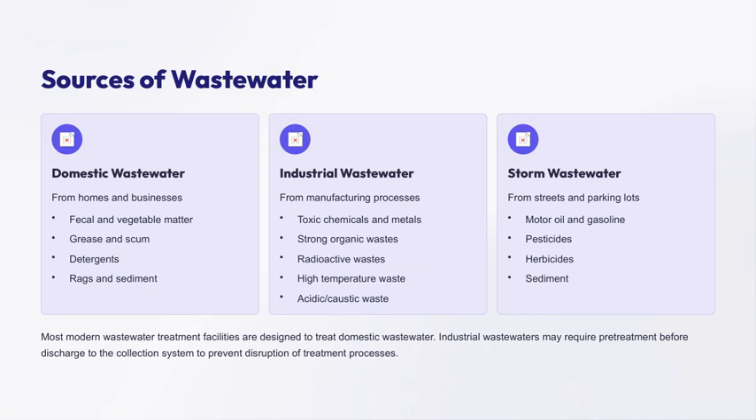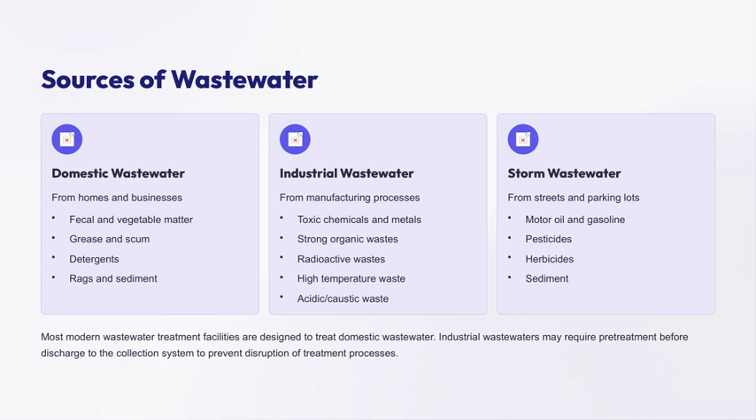Next, there's industrial wastewater, which originates from manufacturing processes. This kind of wastewater can be quite complex, often containing toxic chemicals and metals, strong organic wastes, radioactive wastes, high-temperature effluents, and acidic or caustic substances. Because of these potentially hazardous components, many industrial wastewaters require pretreatment before they can be safely discharged into the collection system. This helps prevent any disruption in the treatment process.